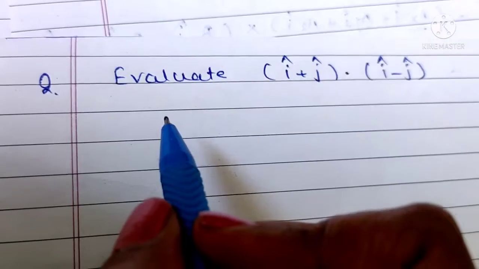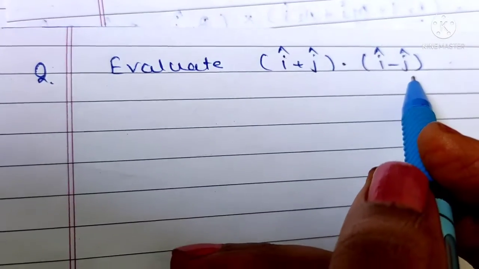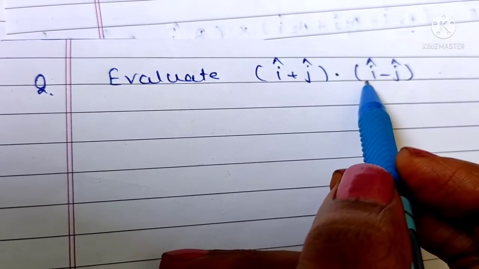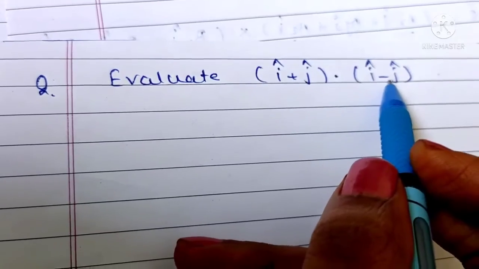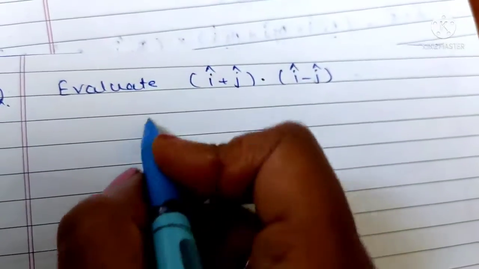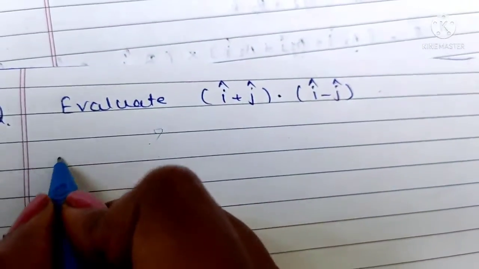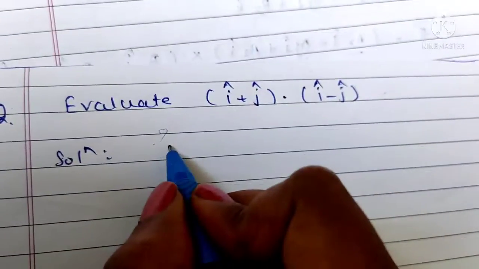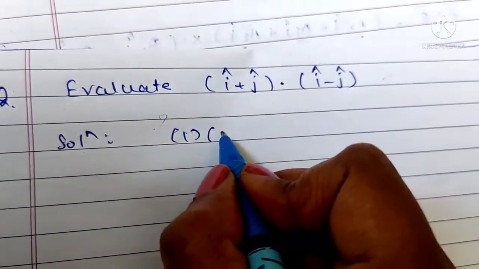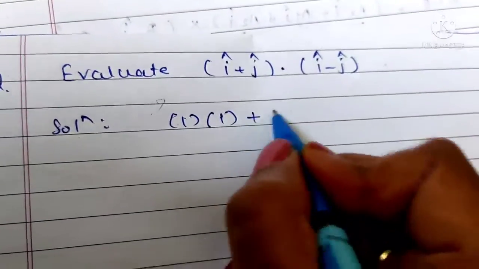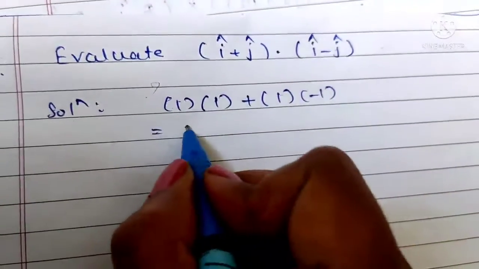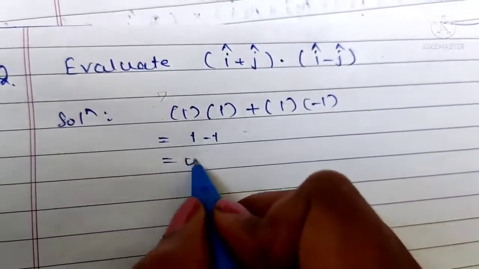Next problem is to evaluate i cap plus j cap dot i cap minus j cap. Here ax is 1, ay is 1, and in the second vector bx is 1 and by is minus 1. So this is the dot product of the two vectors, and we may write the solution as ax into bx, that is 1, plus ay 1 and here by minus 1. So the answer is 1 minus 1, that is equal to 0.